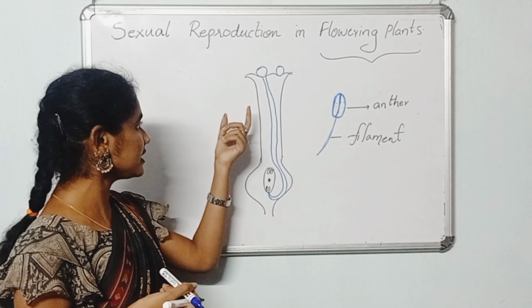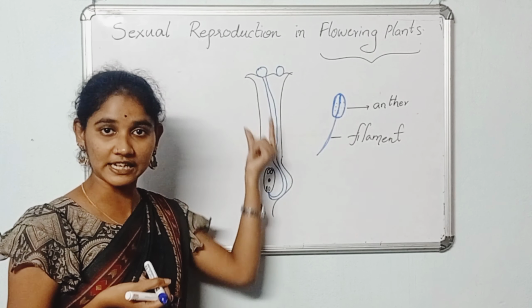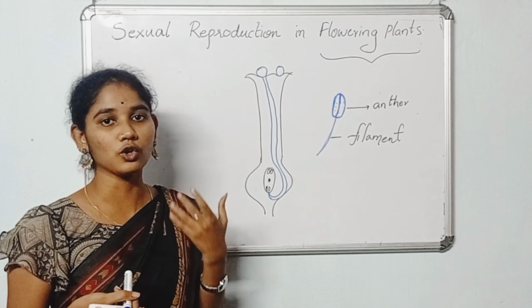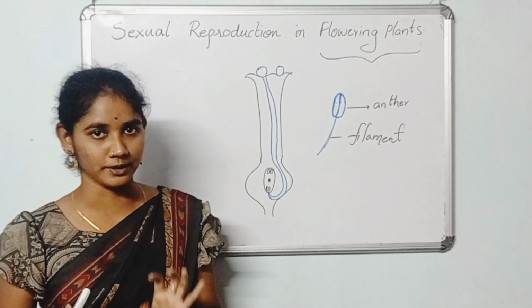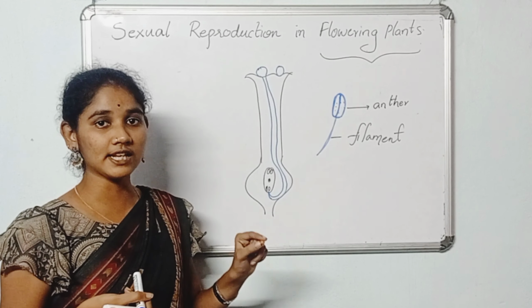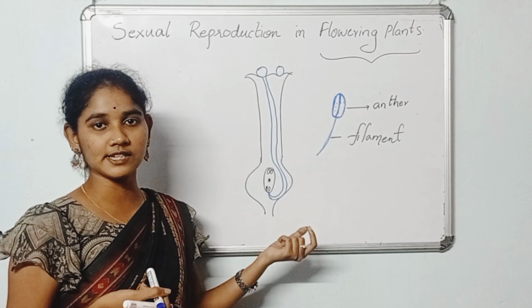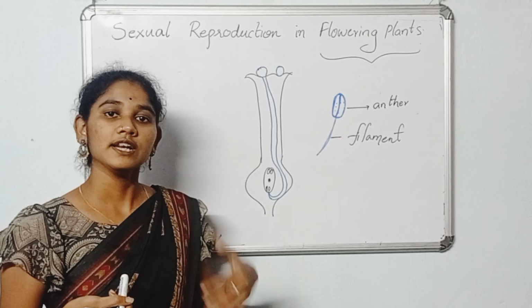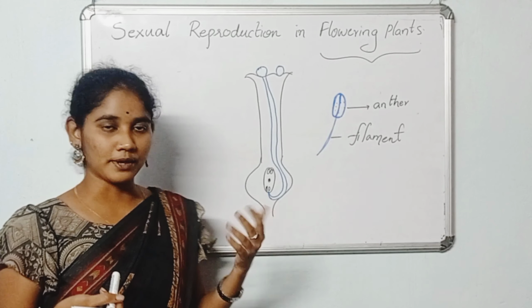The first part is the stigma, the tube-like structure is the style, and the swollen part down is nothing but the ovary. The ovary contains ovules, inside which the egg cell is formed, right? So this pollen should reach the egg cell and there it fuses. It forms a zygote. Later, it develops into a seed, which grows into a new plant, right?